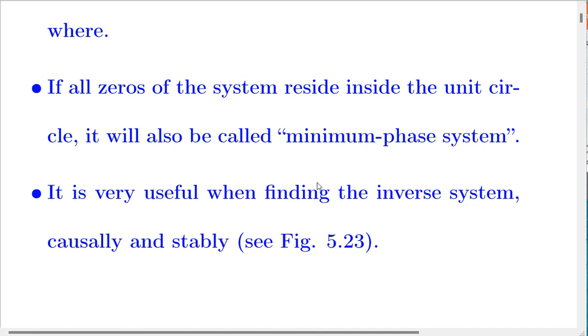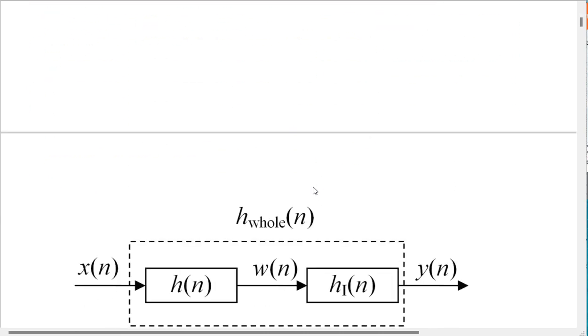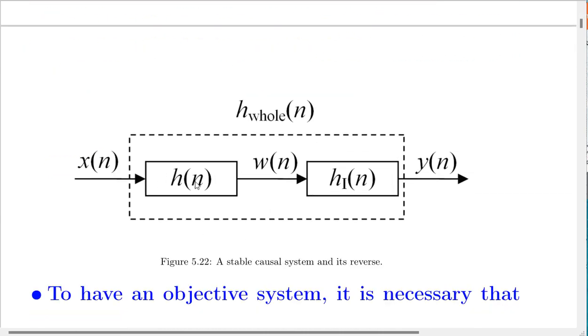See figure 5.23. Okay? Here you see the original signal and the main system, h of n. We would like to introduce the inverse system. Okay? So two systems, the first one h of n and its inverse, the second one.